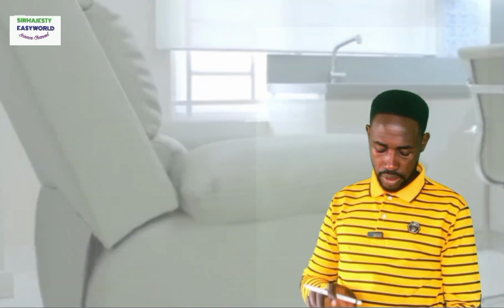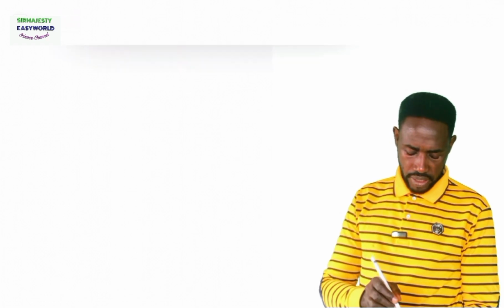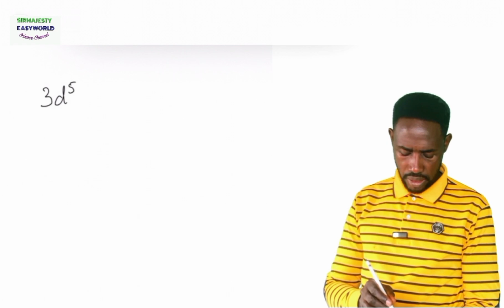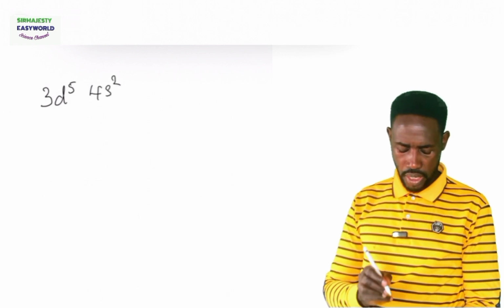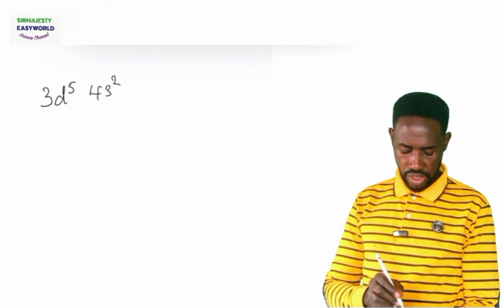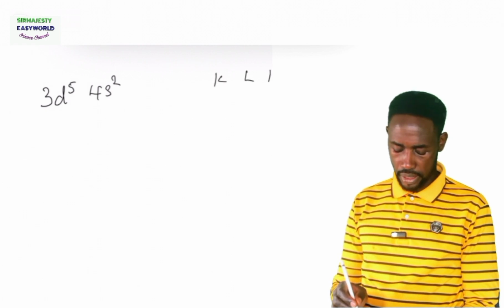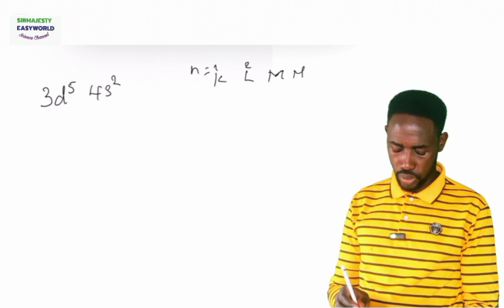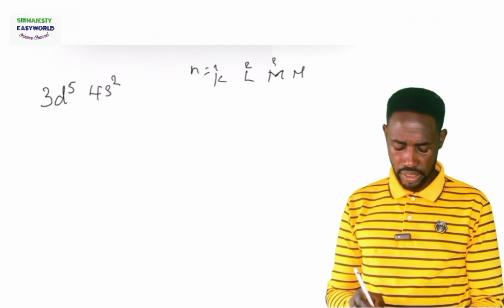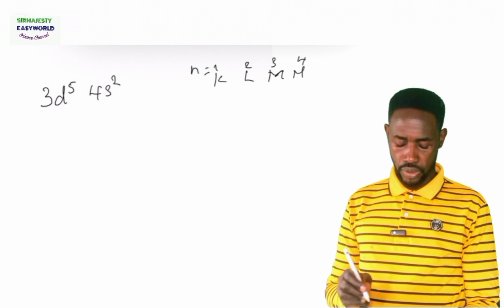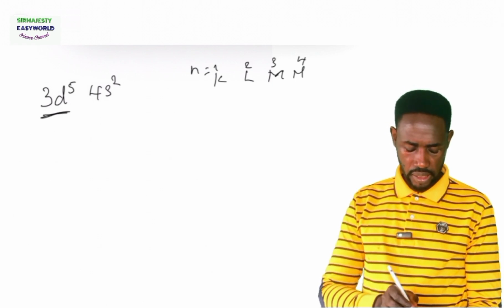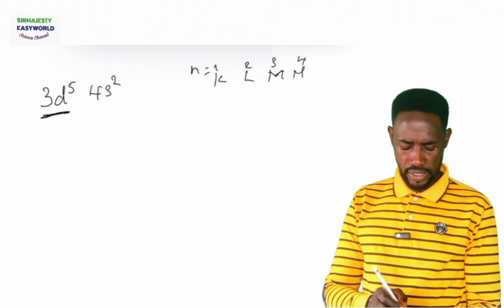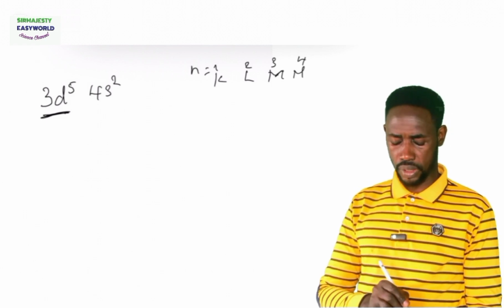From the screen, we have that the configuration ends in 3d5 and 4s2. Remember, this 3 is in the shell. If we write K, L, M, N, the principal quantum number is 1 for K, 2 for L, 3 for M, and 4 for N. So it means that these 3d electrons, these 5 electrons, are in the penultimate shell, while these 2 electrons are the only electrons in the last shell.